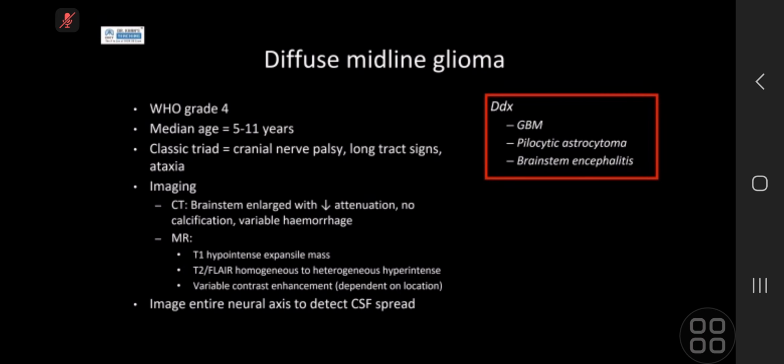Okay, so the location of the diffuse midline glioma is quite age dependent. If you are pediatric, it's somewhere in the brainstem or pons. And if you are towards the adults, it can actually be in the thalamus or in the cord as well. Okay.